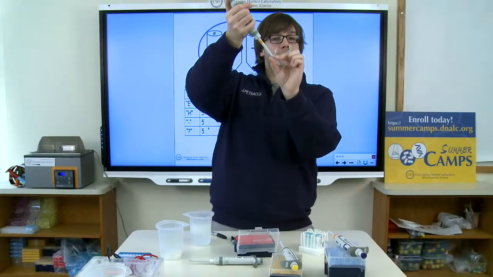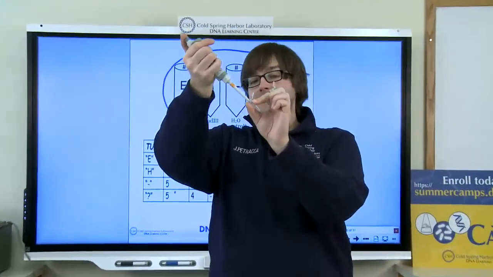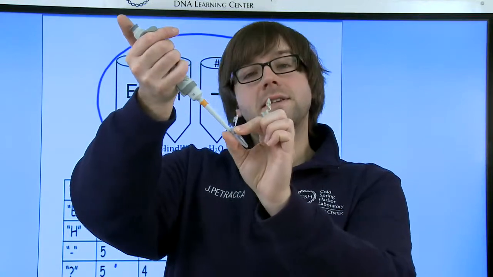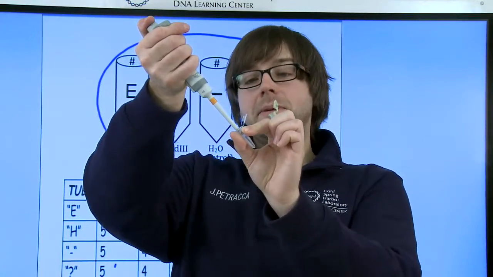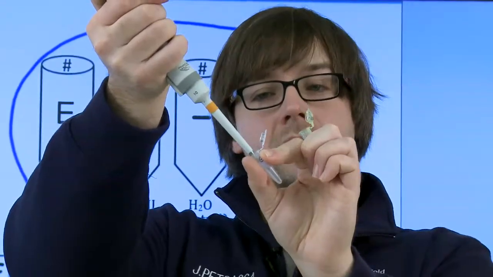And now when I put my DNA into this tube, since there's already liquid in here, it's best to inject the DNA into the liquid that's already present in the tube. So I'm going to go all the way down to the bottom and inject that DNA into the liquid that's already on the bottom of the tube. Once again, I'm keeping my thumb on the button till I pull out, and then I can let go.